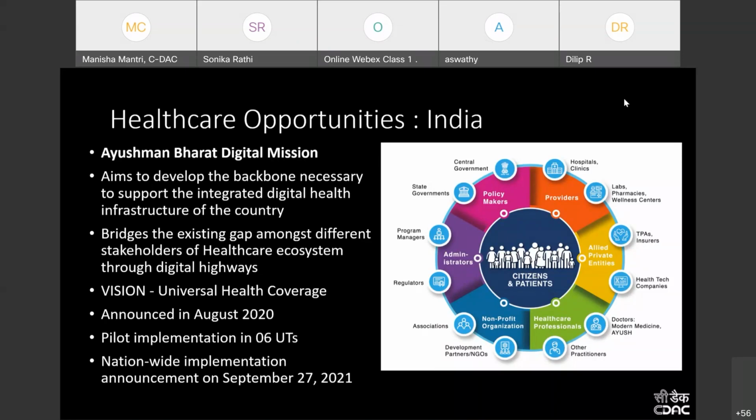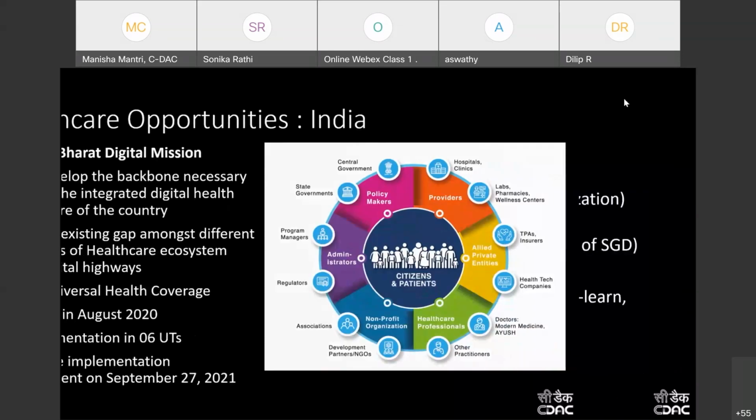So you are going to get a lot of data in the structured format, in the digital format, soon in India. And there was a pilot implementation done of this scheme in 6 union territories. And after its successful implementation, a nationwide implementation was announced just a few months back on September 27, 2021. So this is a big opportunity of digital health in India.